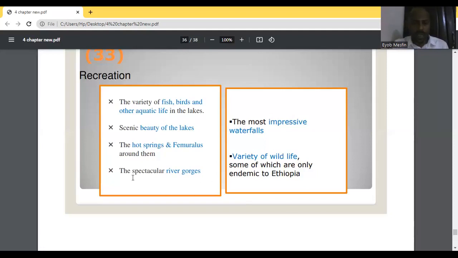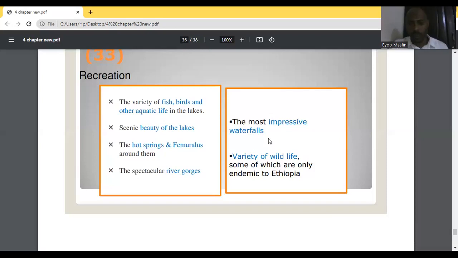So, the spectacular river gorges: we have different gorges at the rivers of Ethiopia. For instance, that is Tis Isat Falls, and other rivers also have their own gorges. The deep and steep slopes are good scenery for the tourists. So the mountain by itself creates an amusing scene or views for the domestic and the international tourists.